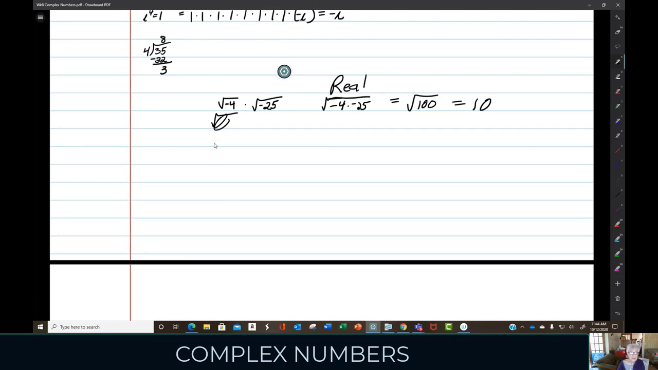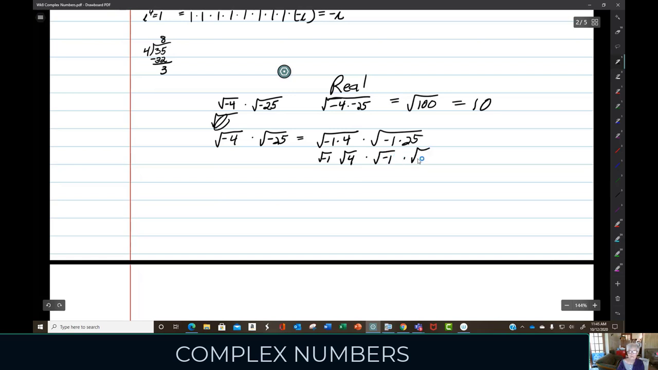Let's do this the right way, and then you are free to go. The square root of negative 4 times the square root of negative 25. Do this. The square root of negative 1 times 4, times the square root of negative 1 times 25. That will give you the square root of negative 1 times the square root of 4 times the square root of negative 1 times the square root of 25. This will be i times 2 times i times 5. This will be i squared times 10, which is negative 1 times 10, which is negative 10. That's the right answer.